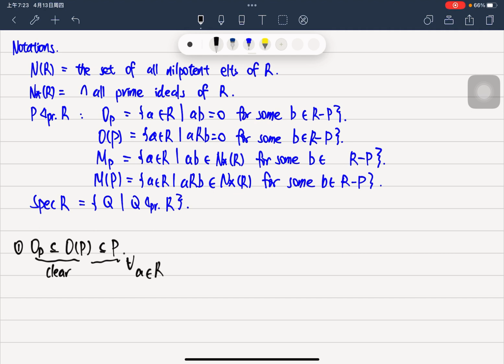in O_P. By this notation, O_P is the set of elements such that this is true. So I say there exists an element b in the complement set such that arb is 0. And then we notice that 0 is an element in the ideal P. And since P is prime and b is not contained in P, the only possibility is that a is contained in P, which means that O_P is a subset of P.